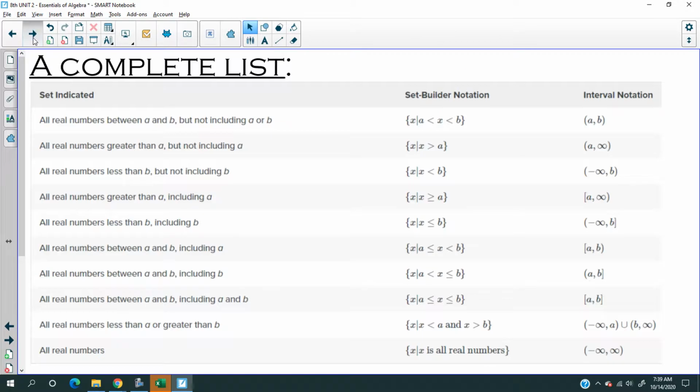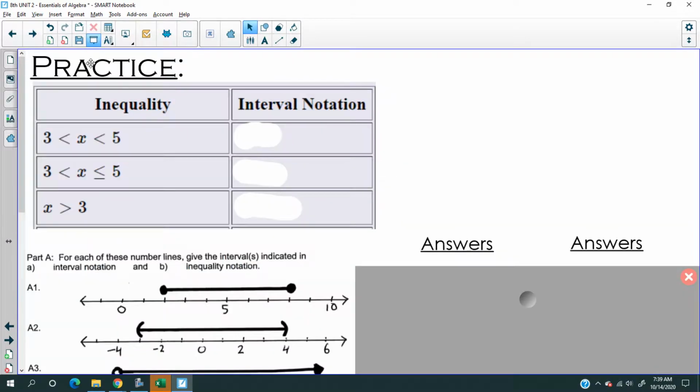So let me go back to this page. If you want to press pause right now, press pause right now. Otherwise, we're gonna move on. Okay, all right. Let's move on. Okay, all right, let's practice.